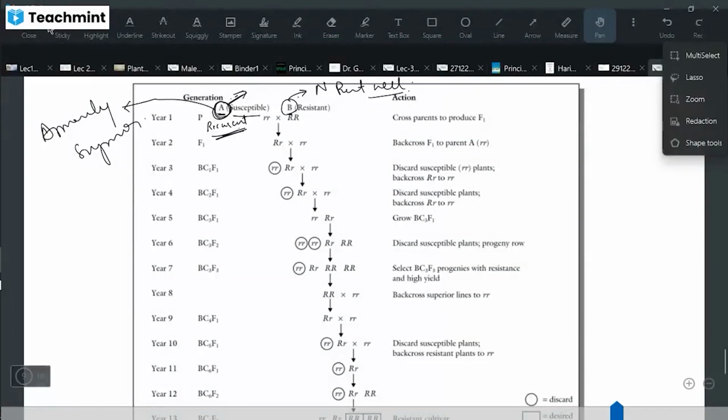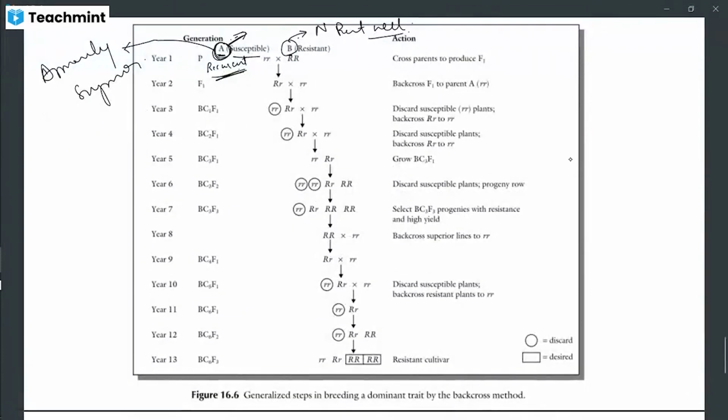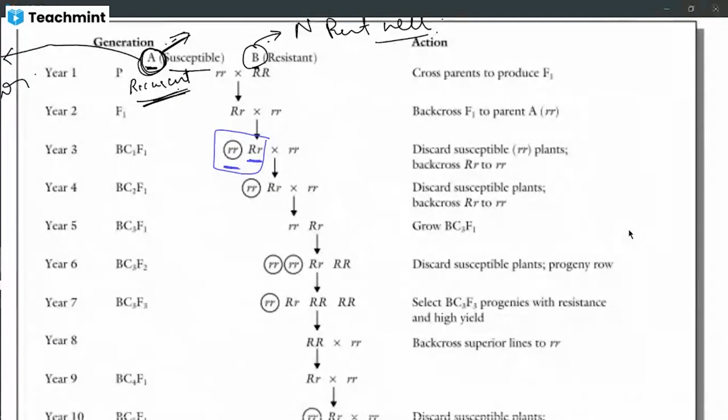Okay. So you will be producing two. One will be your capital R, small r. Second will be your small r, small r. So among this, which will you reject? Homozygous recessive one. You will reject them.